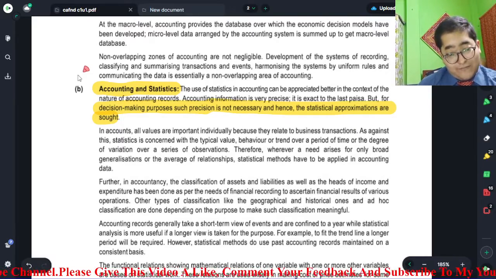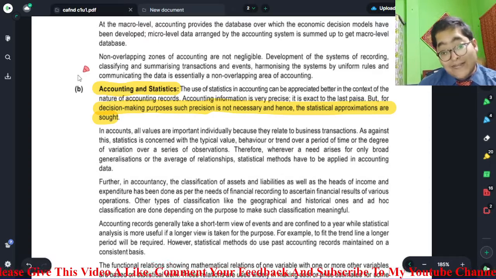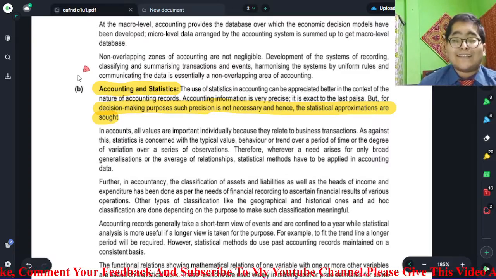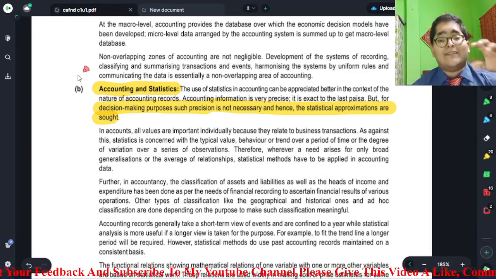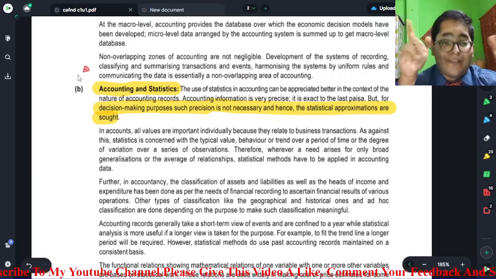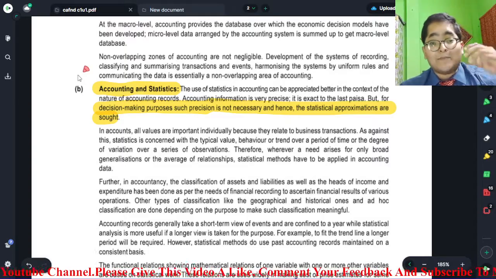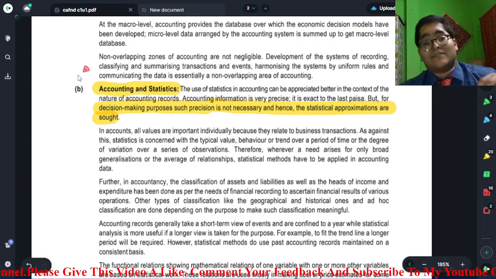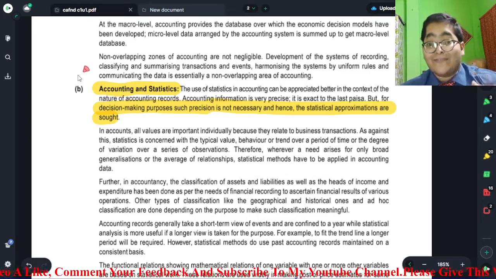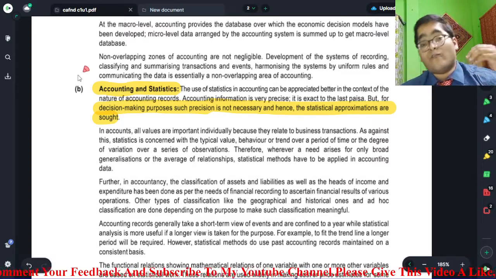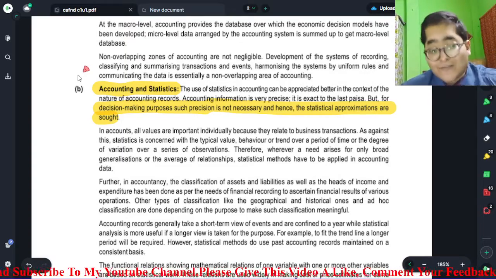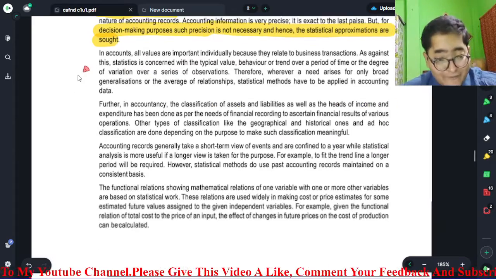For decision making purposes such precision is not necessary, and hence the statistical approximations are sought. Statistics is related to measuring the financial information or financial position of the company or a business firm. Statistics compares, and accounting is done for comparing the financial information or financial reports of the current year with past years or with other businesses. So accounting and statistics are interrelated.